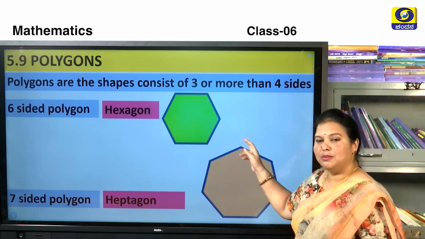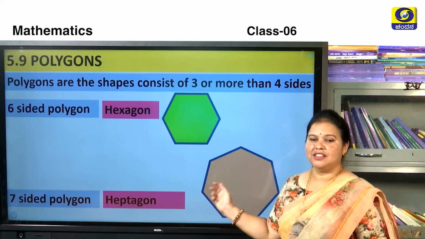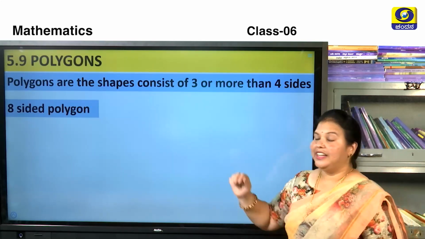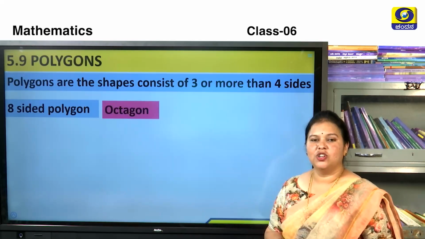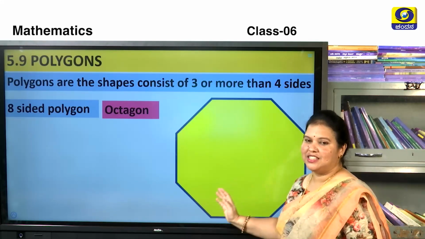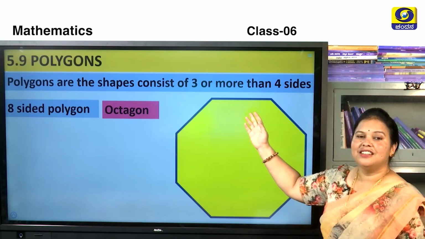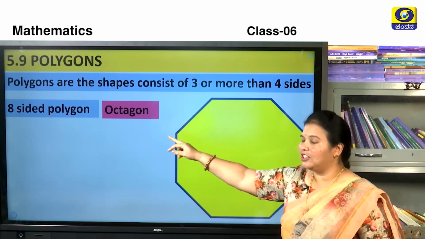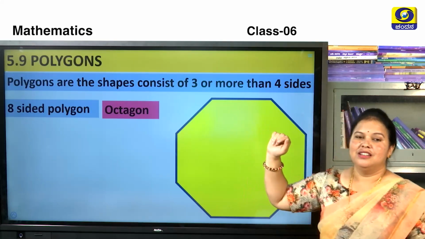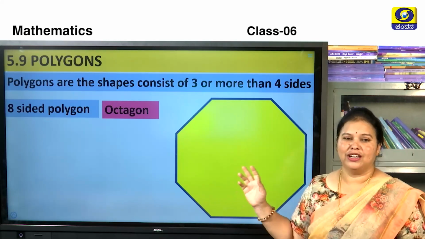If you count the number of sides, you will get 7. So hepta means 7. Like the same, an 8-sided polygon is called an octagon. And the shape you can see here, if you count the number of sides, you will get, yes, 8 sides. So octa means 8.